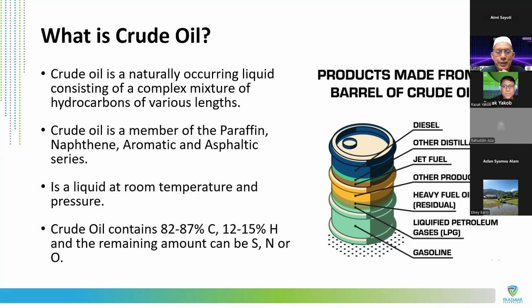so it's quite a big range of crude oil. Crude oil is a member of the paraffin, naphthalene, and aromatic asphaltic series. So you have so many categories of that, and it's a liquid at room temperature and pressure. I think we have seen the graph itself. At normal pressure, like room temperature now, this oil will be a liquid.